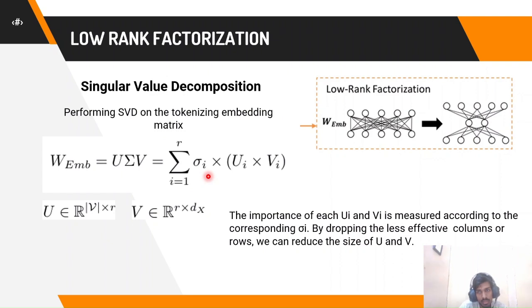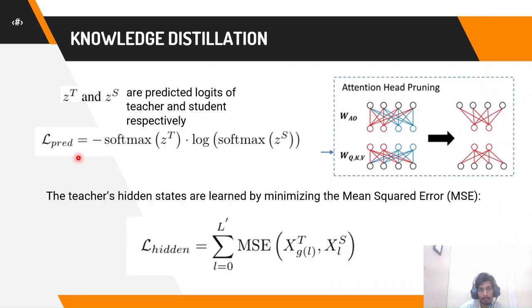So if the sigma values are quite low, we can eradicate those columns, which leads to a smaller size of the weight matrix. And here this V is the vocabulary size. Now this will lead to a decrease of the size of this embedding matrix.